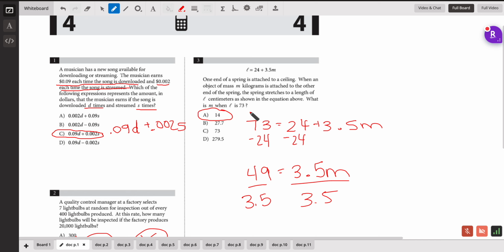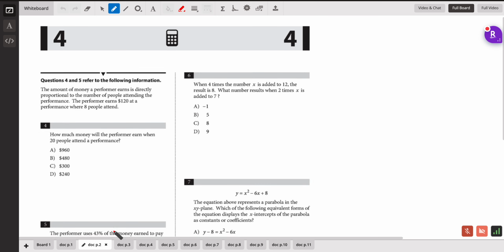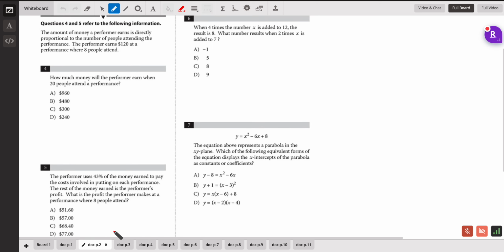All right, so 3 nice, easy expression and equation and ratio problems to kind of get our brain going. So let's go on to the second page. And we have that questions 4 and 5 refer to the following information. So let's go ahead and read number 4 first. How much money will the performer earn when 20 people attend a performance?